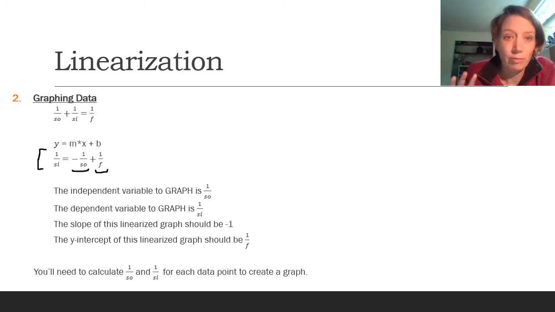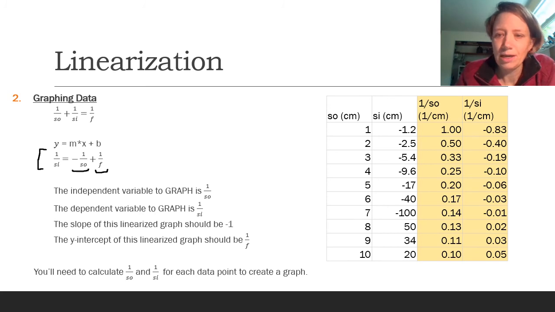So the last step is that I need to actually calculate these values, because like I said, we can't graph plain old SI and SO. We need to actually graph 1 over SO and 1 over SI. So I take my data table and I add a couple of columns and I relabel those 1 over SO and 1 over SI, because those are the actual things that I need to graph to make a straight line. And then I do the calculations.